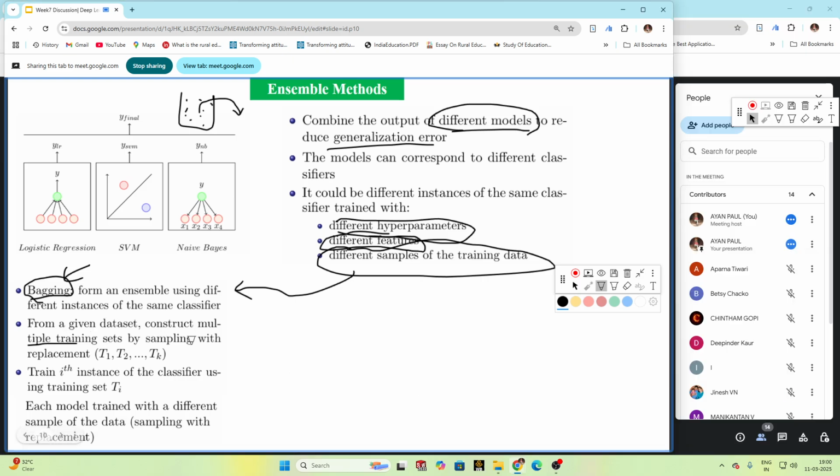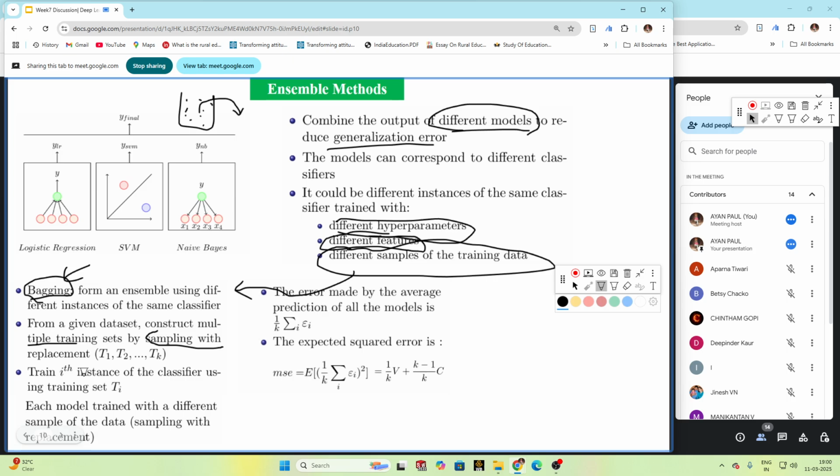So from a given dataset, construct multiple training sets by sampling with replacement. Yeah. So in bagging, we do not do the normal sampling. We do sampling with replacement. So that is the idea of bagging, or bootstrap aggregating.